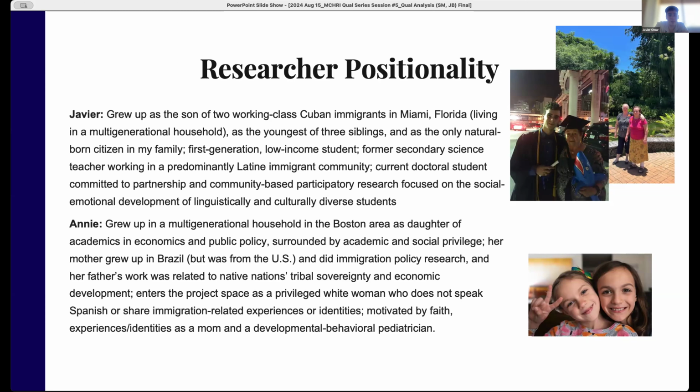So my name's Javier. I grew up as the son of two Cuban immigrants in Miami, Florida, living in a multi-generational household. I was primarily raised by my mom and my grandma, which are the two lovely humans represented in those pictures. I'm the youngest of three siblings, and I'm the only natural-born citizen in my family. And all those things really shaped my childhood and shape how I navigated the world, and also shape and fuel my current research interest and how and why I do my work. So I wanted to give a quick overview of me, and I'll give it back to Annie.